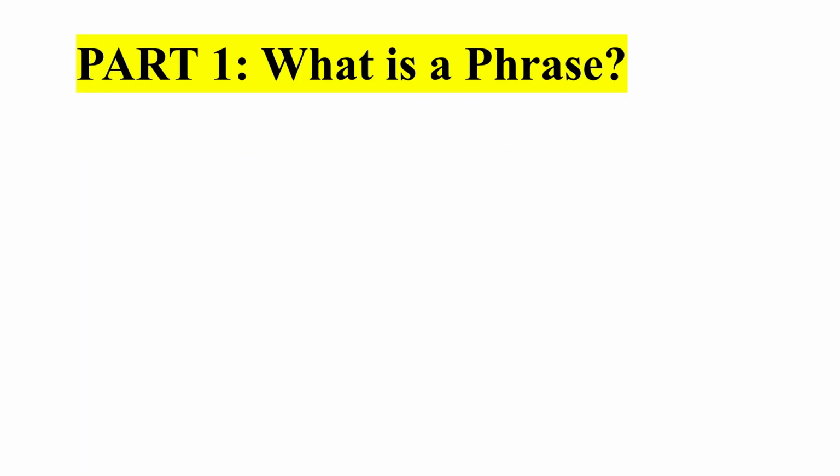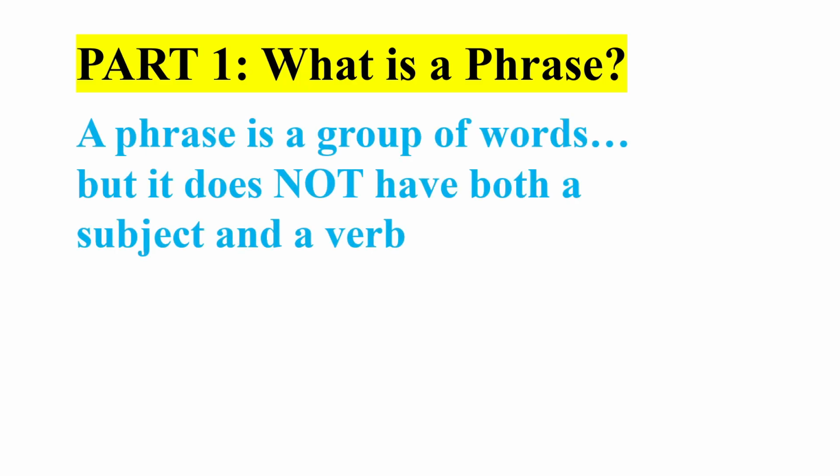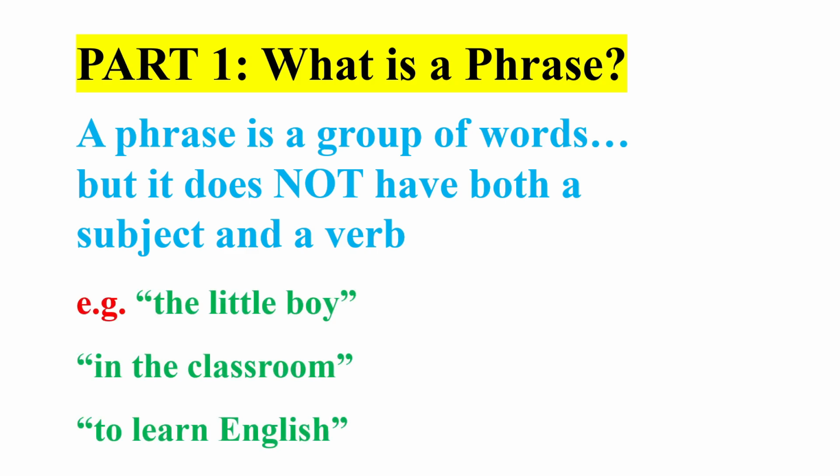Alright, so what is a phrase, everyone? A phrase is a group of words, but it does not have both a subject and a verb. Because of that, it cannot be a complete sentence. Okay? Let us look at some examples.